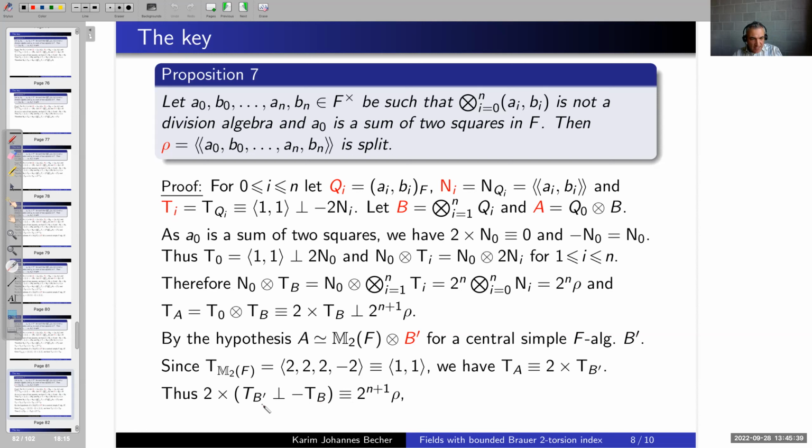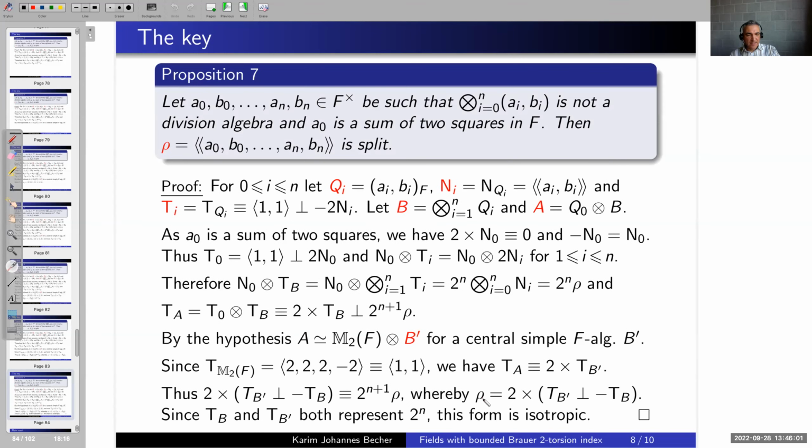that depends then on the degree. Like 2 to the n, it will always represent 2 to the n. And this will also represent 2 to the n. They represent something in common. So this difference is isotropic. And therefore, the left-hand side is isotropic. And since these 2 things are in fact equal, which I stated already, we will get, since they both represent this number, we will get that this is isotropic. So we got that this form rho is isotropic, but it is a Pfister form, and therefore it is split.